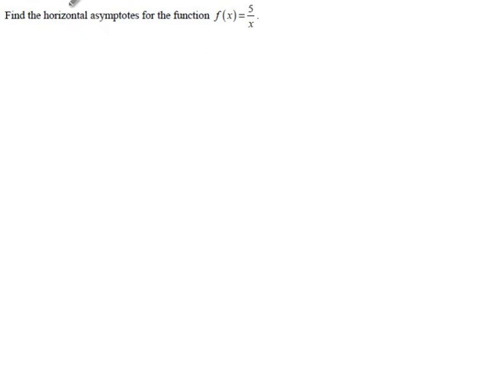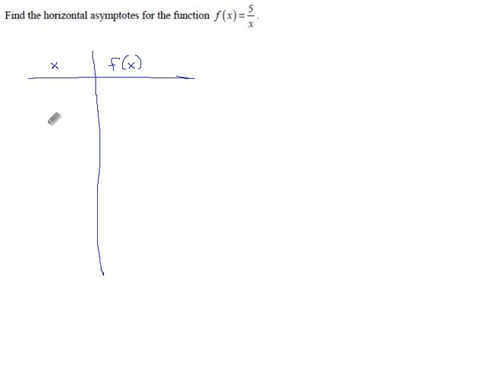Find the horizontal asymptotes for the function f of x equals 5 over x. If you know about vertical asymptotes, you can recognize right away that when x equals 0, this thing will have asymptotic behavior. So let's see, just using that and a table of values, how much we can learn about the behavior of this thing. We'll feel our way through this, and then when we're done, we'll see if we can come up with some general rules that'll help us later.